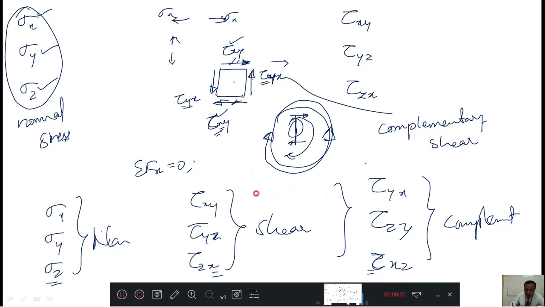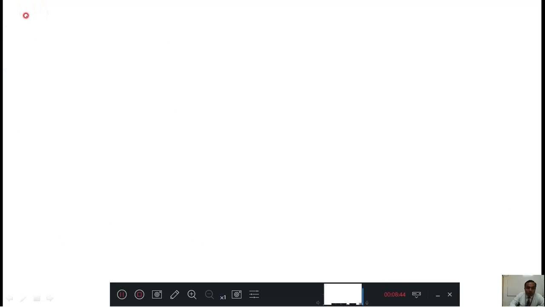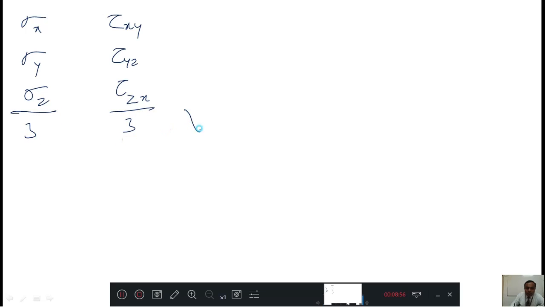But theoretically, tau xy must be equal to tau yx, tau yz equal to tau zy, and tau zx equal to tau xz. Therefore, I can say that the three-dimensional body will be subjected to sigma x, sigma y, sigma z, next tau xy, tau yz, then tau zx. 3 normal stresses and 3 shear stresses. The combination of these is called three-dimensional compound stress.